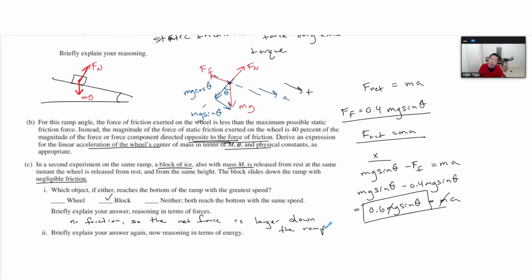You think the wheel would go faster, right? But the ice is definitely not going to have any friction, not going to have anything slowing it down as much as the wheel does. Okay? Now let's look at it in terms of energy.